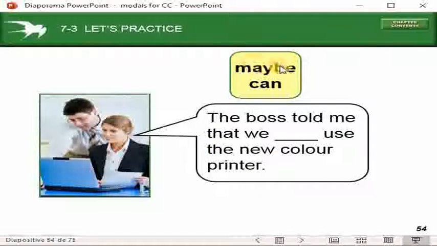So here we are asked to use maybe an adverb or can a modal. So the boss told me that we can use the new color printer. الرئيس أخبرني أنني يعني مسموح لي أو لا يمكنني أن أستعمل طابعة الألوان الجديدة. Can use هنا to give permission or for ability هنا عند يعني قاع المعنيين بجوج. إلا قلنا يمكنني أنا أستطيع أن أستعمل ولا ترجمناها على أنني ممكن يعني possibility ممكن بجوج عندها المعاني بجوج صحاح.